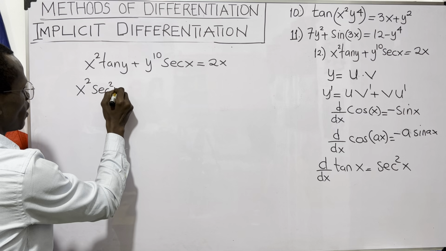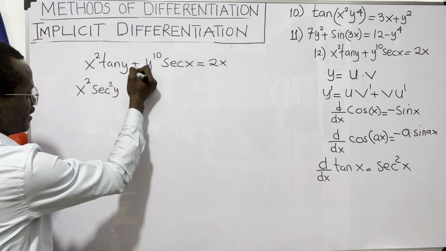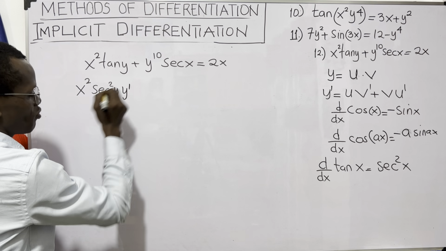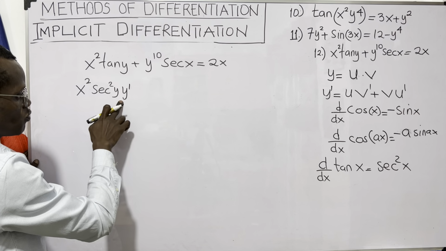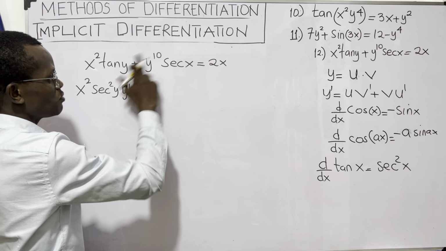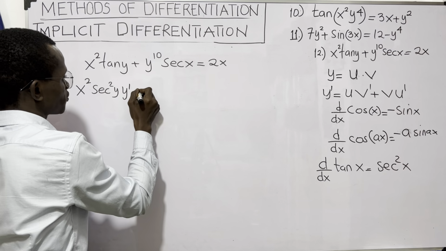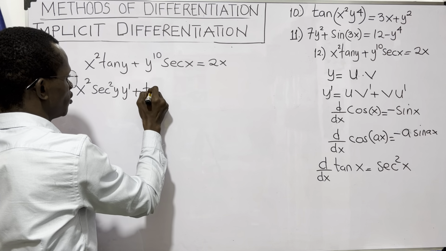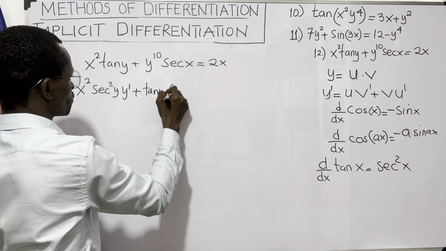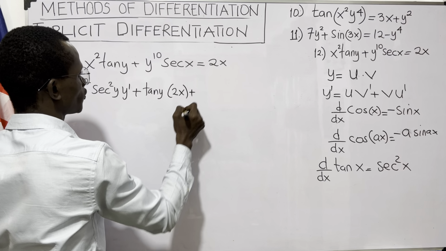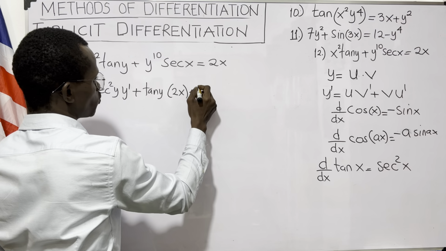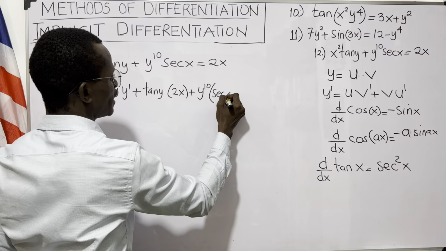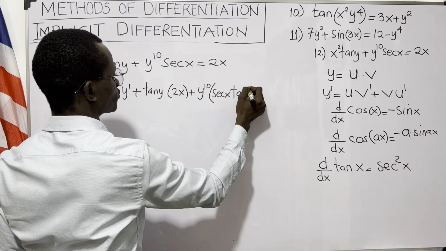We get secant square y. Because y is the variable, when we differentiate y, we must attach y prime. The derivative of y is just 1, but we must attach y prime. It's the name of this function. Plus, remember we held this x squared first, so we must now hold tangent of y and differentiate x squared to get 2x. Again, we hold this y to the 10th power and differentiate secant. We get secant x tangent x.